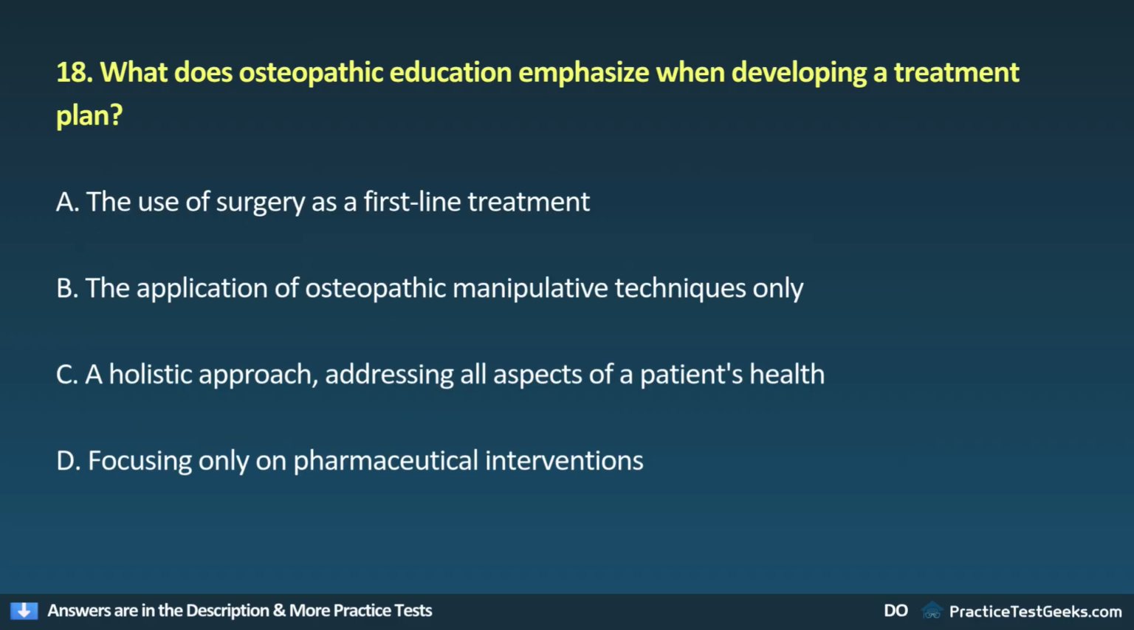18. What does osteopathic education emphasize when developing a treatment plan? A. The use of surgery as a first-line treatment. B. The application of osteopathic manipulative techniques only. C. A holistic approach, addressing all aspects of a patient's health. D. Focusing only on pharmaceutical interventions.